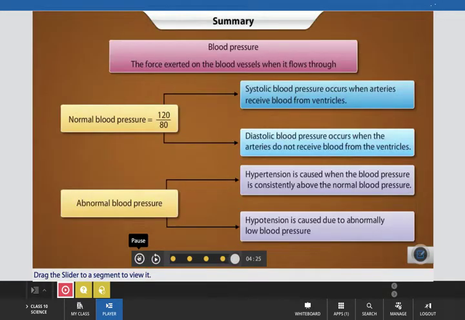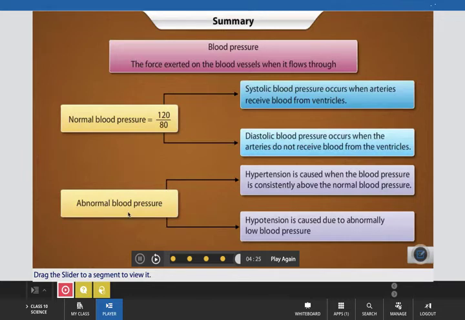Let's summarize what we have learned so far. In this presentation, we have learned about blood pressure. The force exerted on the blood vessels when blood flows through them causes blood pressure, and normal blood pressure in human beings is 120/80, where 120 refers to the systolic blood pressure that occurs when arteries receive blood from ventricles, and 80 refers to the diastolic blood pressure that occurs when the arteries do not receive blood from the ventricles.